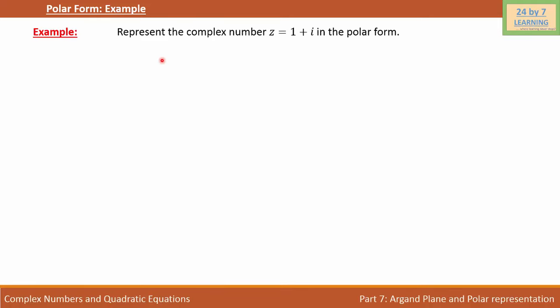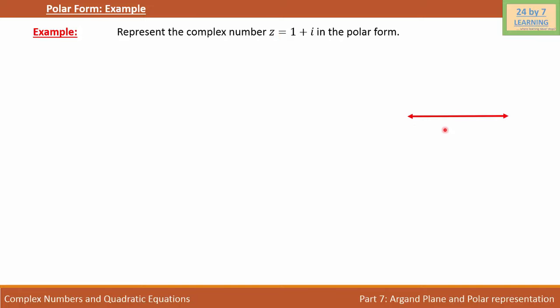Polar form example. Represent the complex number z equals 1 plus i in the polar form. In order to explain this complex number, I'm going to graph it. As we can see, my real part is 1 and my imaginary part is also 1. So if I write the complex number in order here, I will write (1, 1).